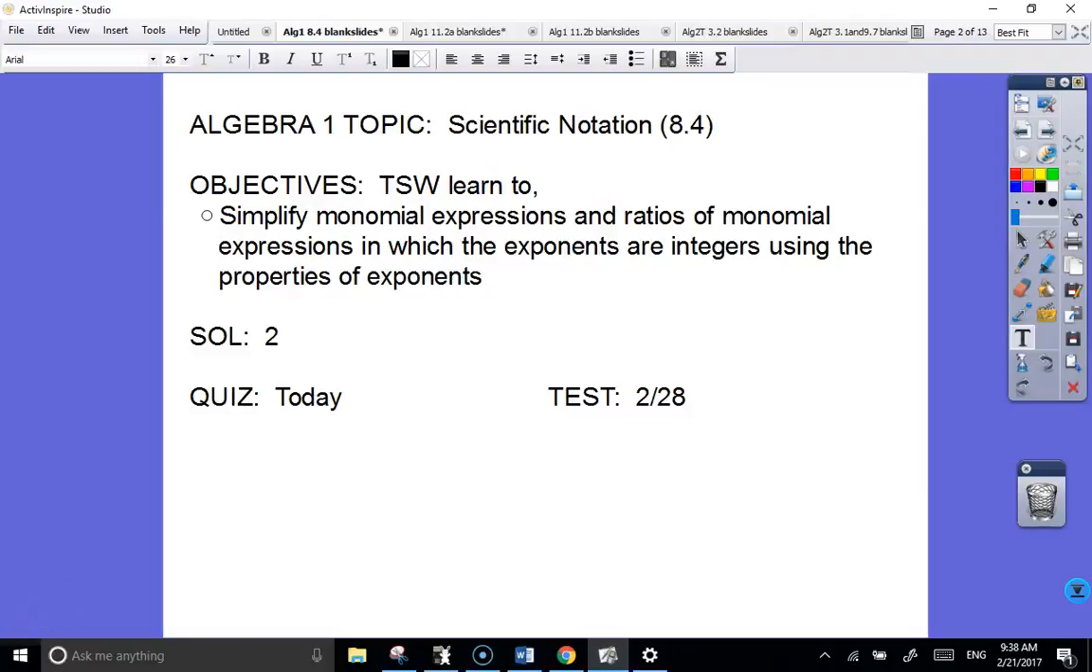So how many remember scientific notation? Did it last year? Okay. So it's mostly just a refresher.